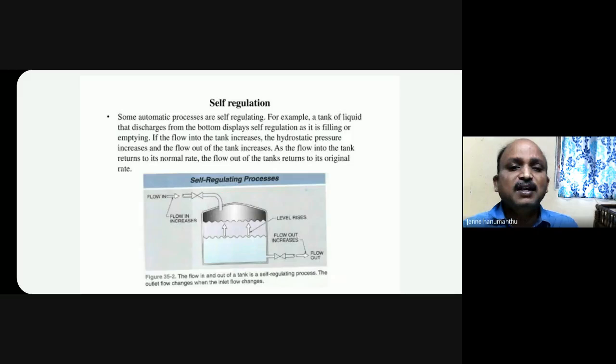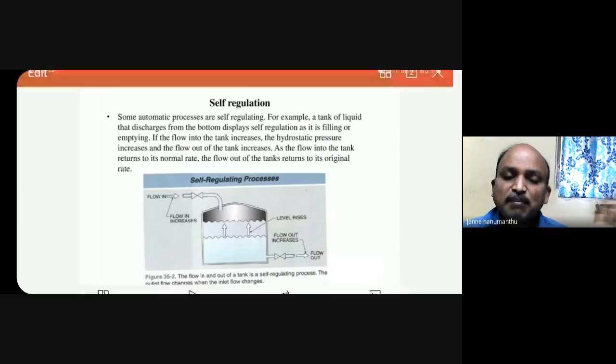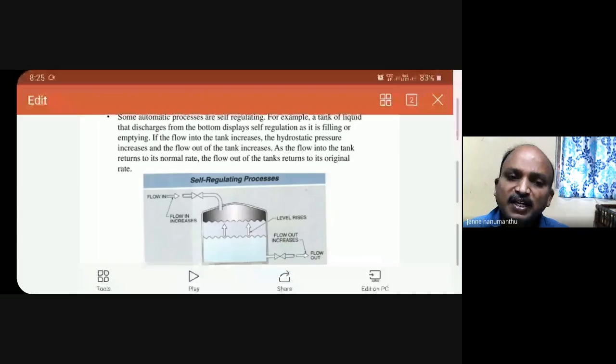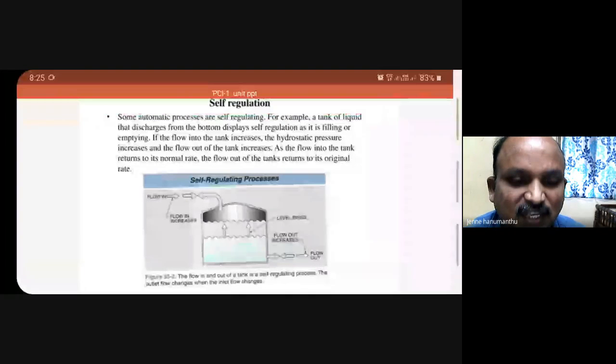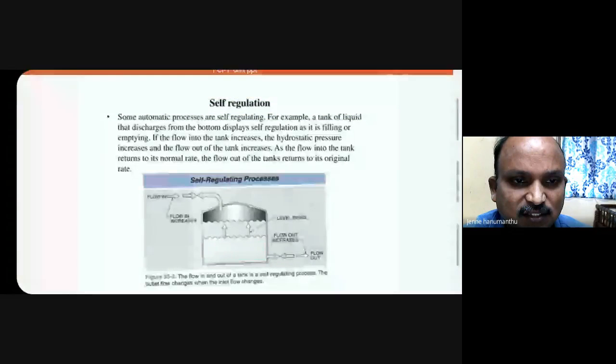Nothing but self-regulation. ఎవరు కంట్రోల్ చేయరు, ఎవరూ మాన్యువల్‌గా కంట్రోల్ చేయాల్సిన అవసరం లేదు. కొంత టైం తర్వాత ఆ సిస్టమ్ ఆటోమేటిక్‌గా ఒక లెవెల్‌కి వచ్చేస్తుంది. దట్ ఈస్ సో కాల్డ్ self-regulation. Next slide.